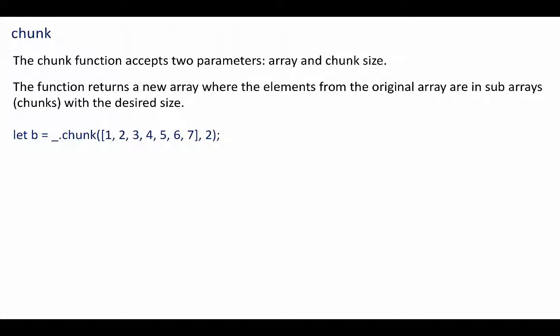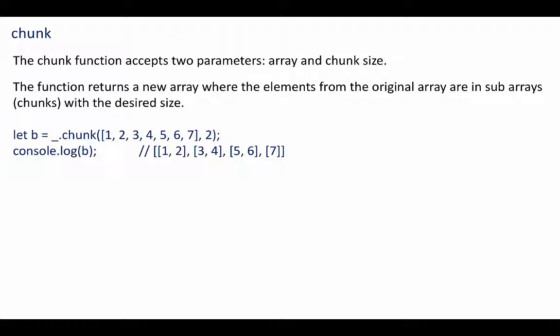If you want to activate a lodash function, we use the underscore namespace. The underscore is the origin of the name lodash because lodash is actually an alias for underscore. So we're writing underscore dot chunk, and this is activating the function chunk. And now I'm passing this array, the 1, 2, 3 until 7, and 2, which means I want to take this array and partition it into chunks of the size of 2.